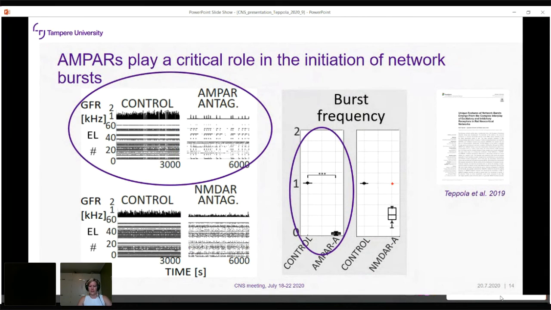Next, we computed the burst frequency, which significantly decreased in the AMPA receptor, but not in the NMDA receptor blocked networks. These results indicate that AMPA receptors play a critical role in the initiation of network bursts.